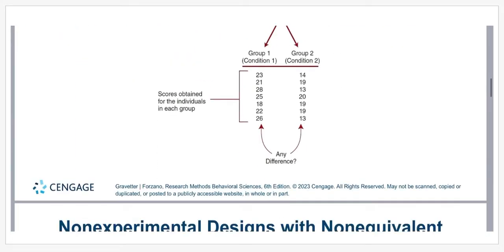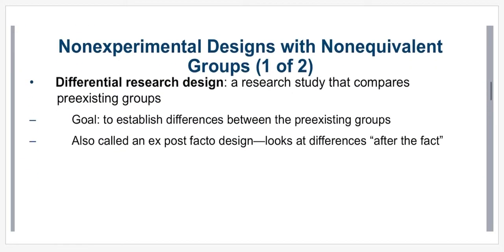So we already looked at that. Okay, so the first example we talked about of the three is differential research design. And so this is just, at the basic root, a research study that compares pre-existing groups. Again, the goal is to establish differences between these pre-existing groups.